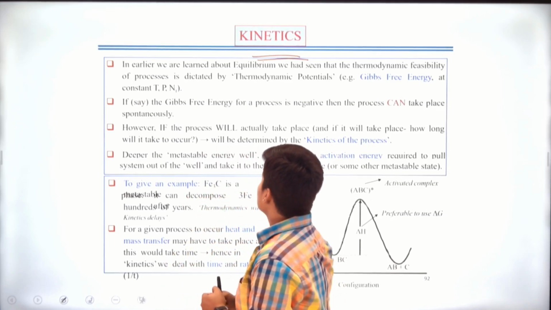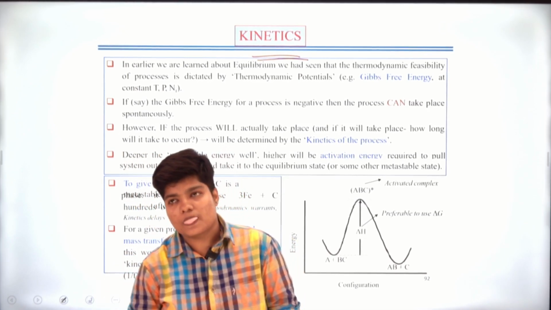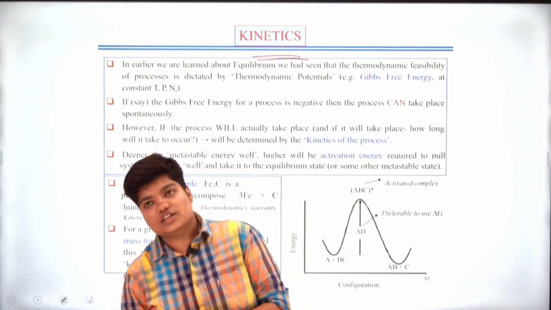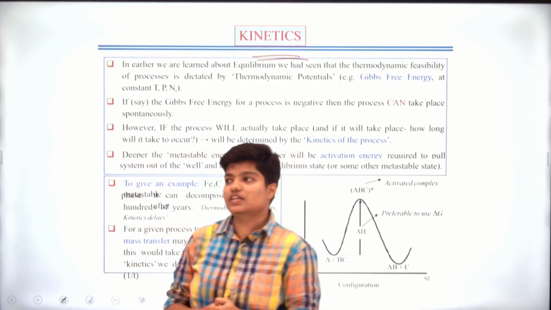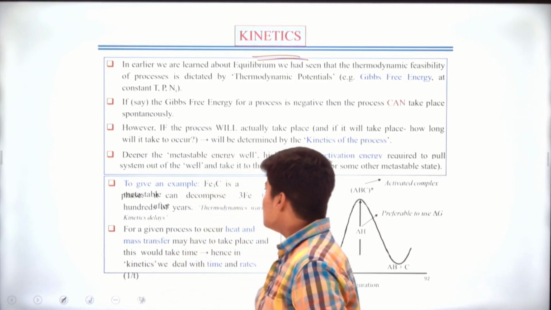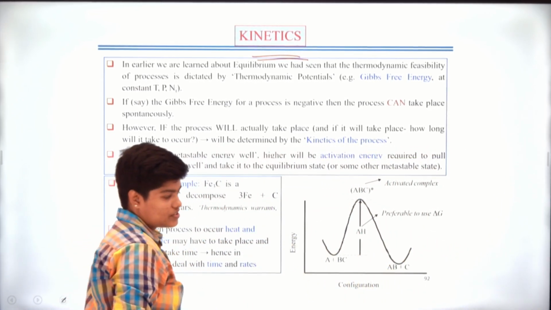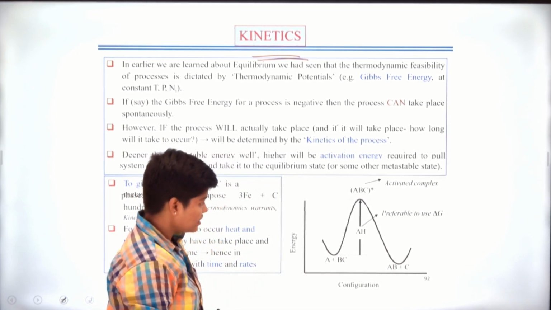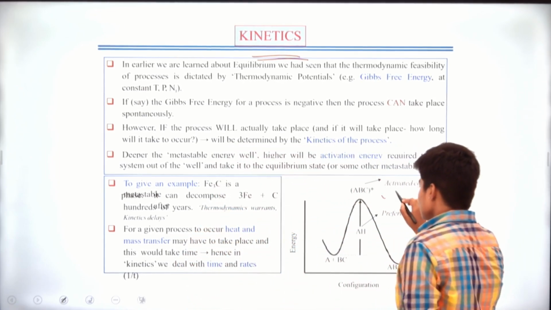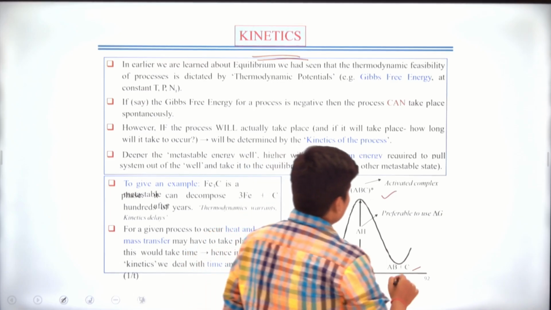In kinetics there are different terms: the rate of the reaction, the rate law equation, order, molecularity, and generally zeroth order, first order kinetics, and second order kinetics. In kinetics there is one diagram. Kindly see here, let A plus BC be the reactant, ABC the activated complex, and AB plus C the product. Some general equation I will give.